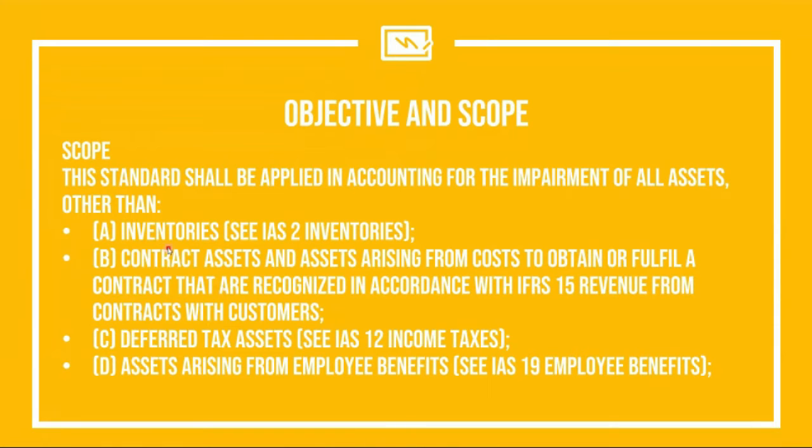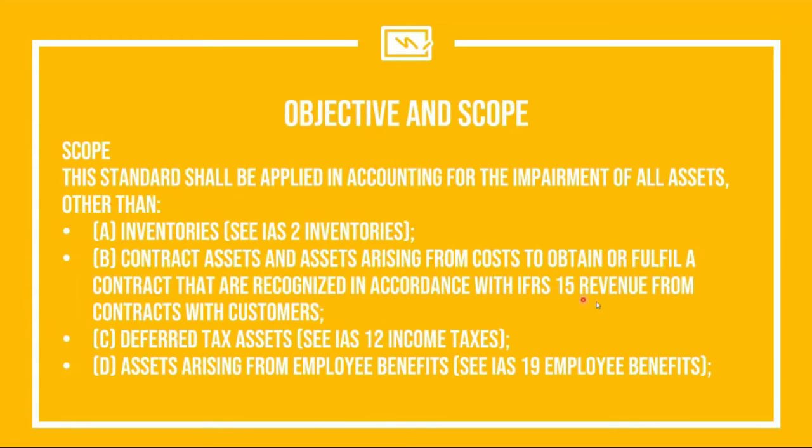So, the first item that is not covered by IAS 36 will be inventories. The reason is because in the case of inventories, the write-down of inventory is based on the lower of cost and NRV. So it is not going to be based on the value in use and fair value less cost to sell. Okay?